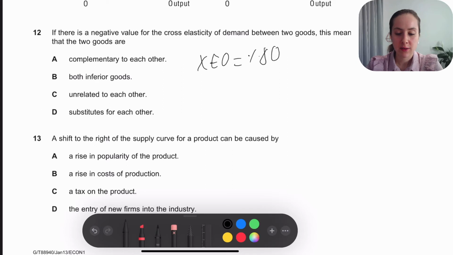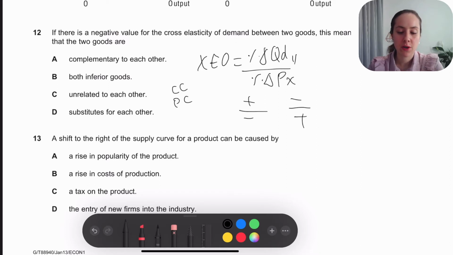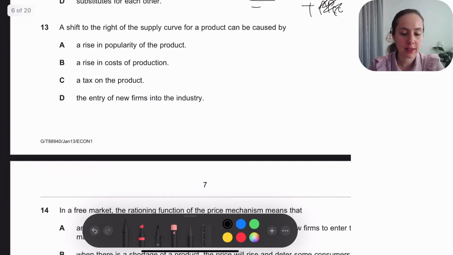Okay, XED, it's just like PED, but you just change it for another good. So we've got good X and good Y, and if this is negative, we must have had opposite signs. So either positive and negative like that, or this way around. So I like to think of examples. So think of Coca-Cola and think of Pepsi-Cola. So if Pepsi-Cola increased in price, that's going to mean people are going to buy more Coca-Cola. So I know these are not substitutes and therefore they are complements.